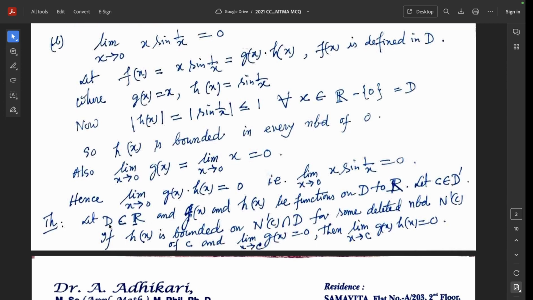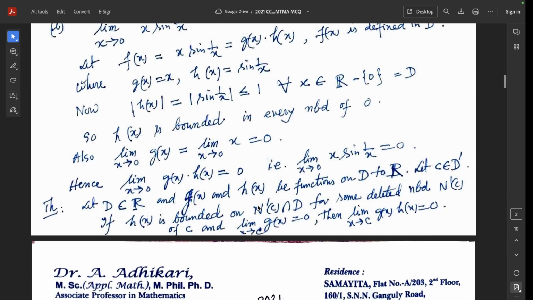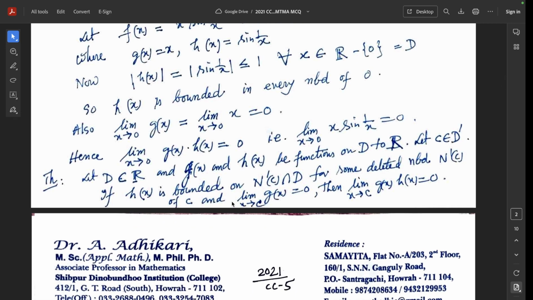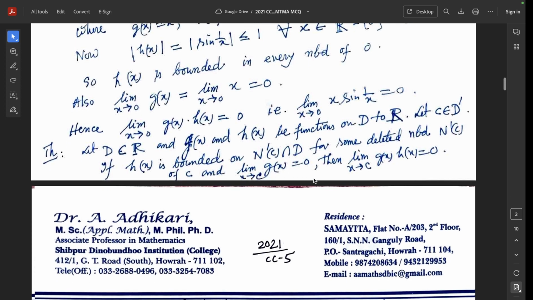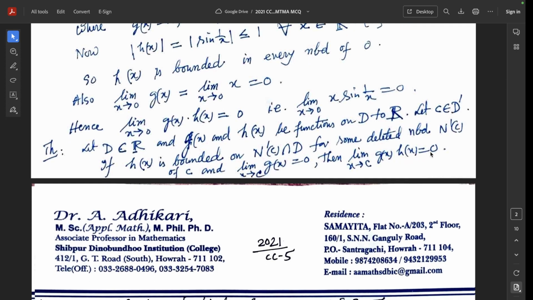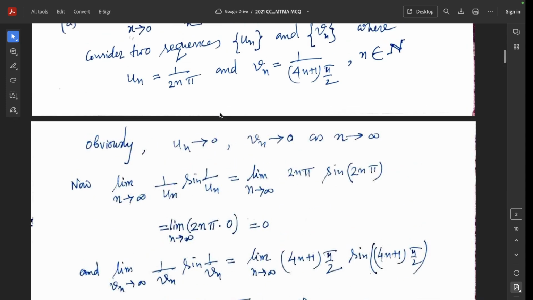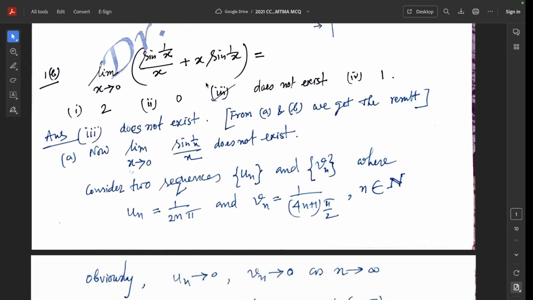And this is because of the theorem: domain D is a subset of R, and g(x) and h(x) are two functions from D to R, and let C belong to the set of limit points D dash, and if h(x) is bounded on some deleted neighborhood of C intersection D, and limit x tends to C of g(x) equals 0, then limit of g(x) into h(x) equals 0. So you can avoid the second part, B part. Actually, from the first part, you can easily say that this limit does not exist.